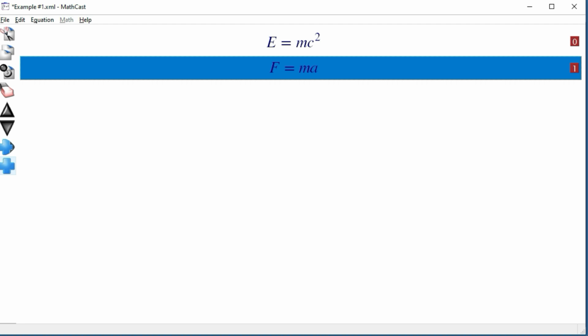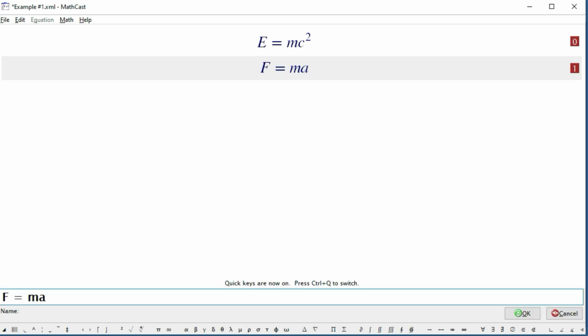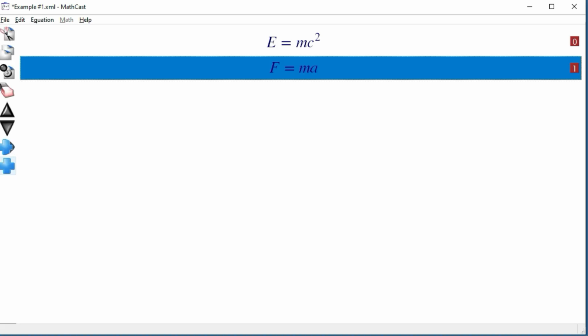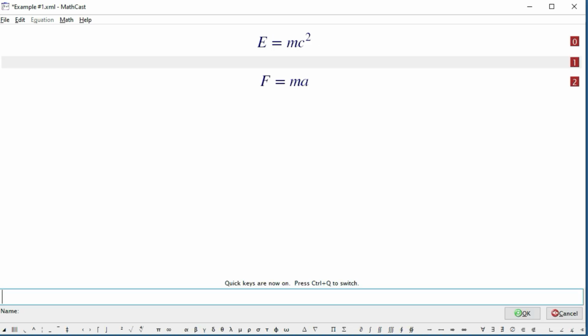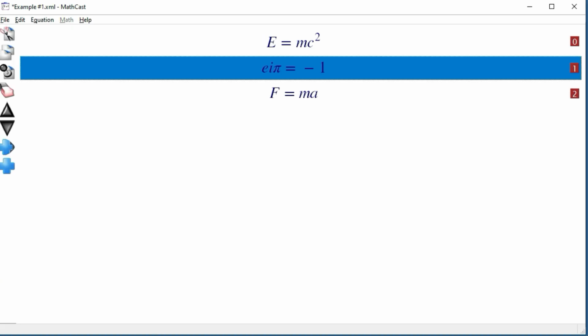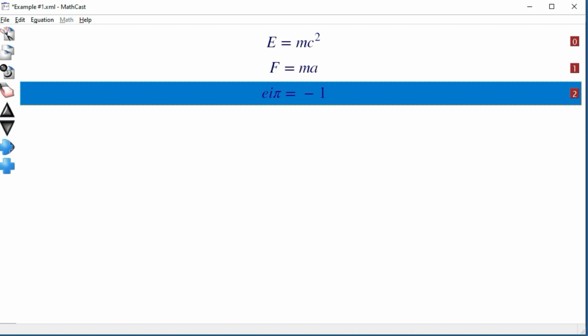If I then click on it, I can just press return, and it would take me to that particular line. Or if I click on the one, it says insert equation, it will put it on the line above. That's no problem at all, because I can always move it down. If I type e to the i and then click on pi at the bottom, equals -1. Enter. Now I've got them in the wrong order, so I'll just click on the arrow down, or move up, move down, and I've got it in the right order.